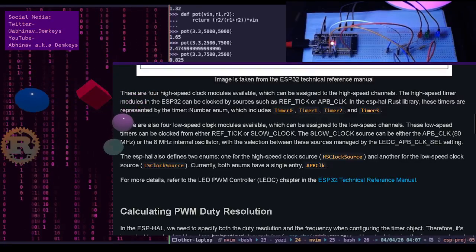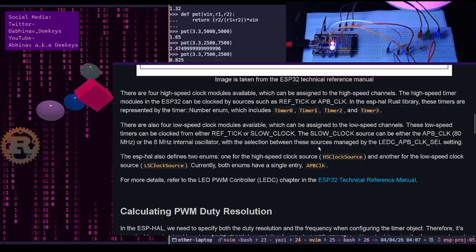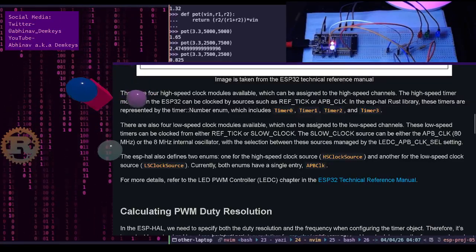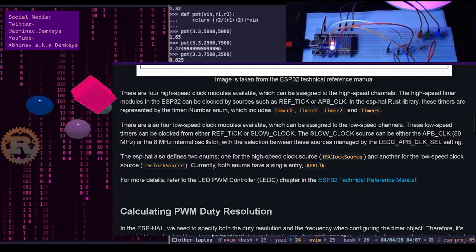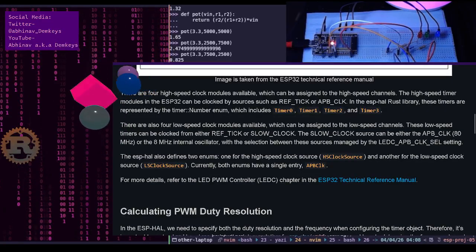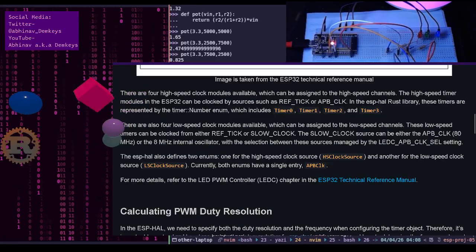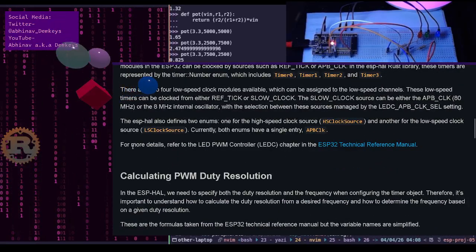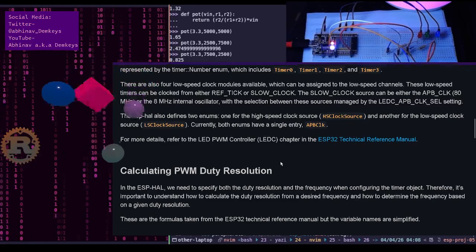With the selection between these sources managed by so and so. The ESP-HAL also defines two enums, one for high-speed clock source and another for low-speed clock source. Currently, both enums have a single entry, so and so. All right. For more details, refer to so and so and so and so.